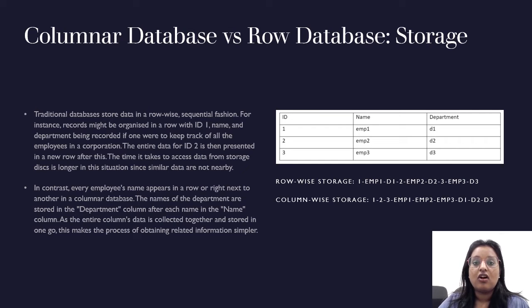In contrast, a columnar database stores each employee's name in a column, immediately next to another. Each name in the name column is followed by a department name in the department column. Due to the fact that the entire column's data is gathered and saved at once, this makes the process of obtaining related information simpler.